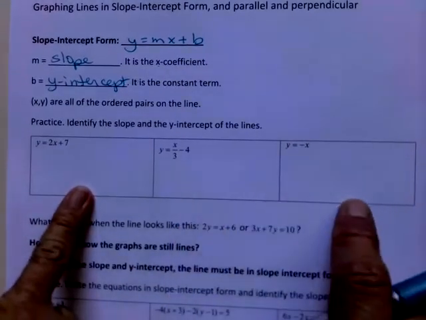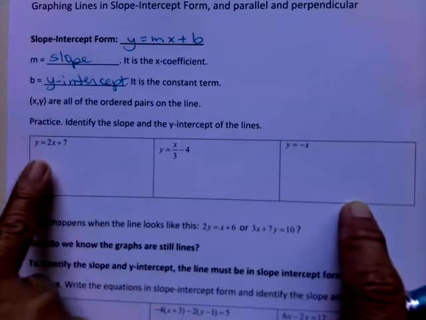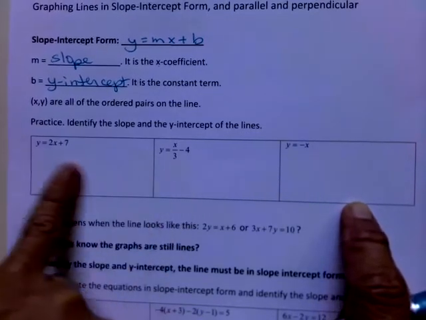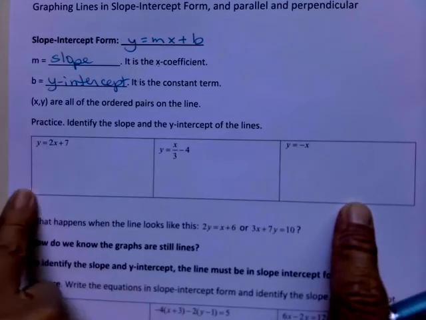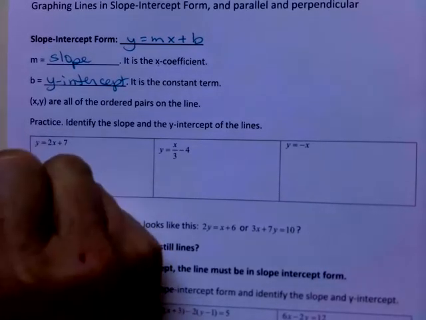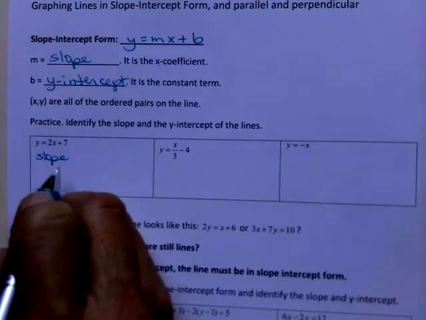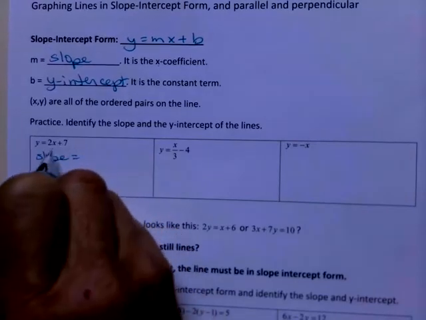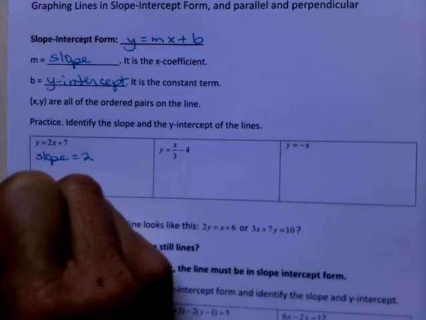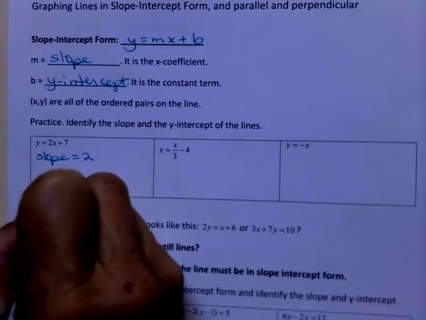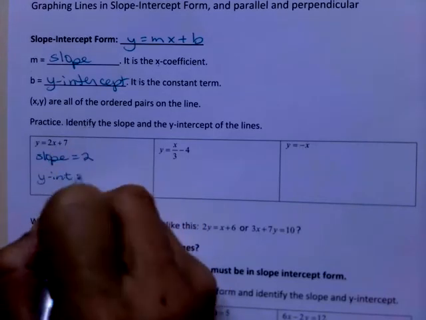I have 3 lines written here, and we're just going to find the slope and the y-intercept for each. So this first one, they're all solved for y already, so we don't have to do that part. y equals 2x plus 7. So the slope, and you can either write the word slope or you can just say m, it doesn't matter. So the slope is the x coefficient. So the slope is 2. And the y-intercept, which I'm probably just going to write as y-int, is the number 7.